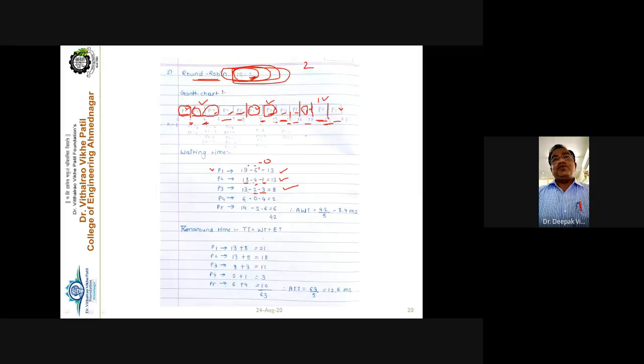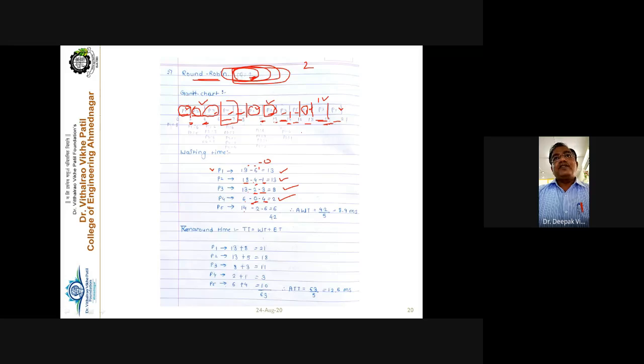P4 process. When is that process executed completely, in which slot? P4 process executed in this slot, I think 6 to 7, right? Here it is executed, so 0 is what was executed before, and arrival time is 4. So waiting time is only 2 milliseconds.